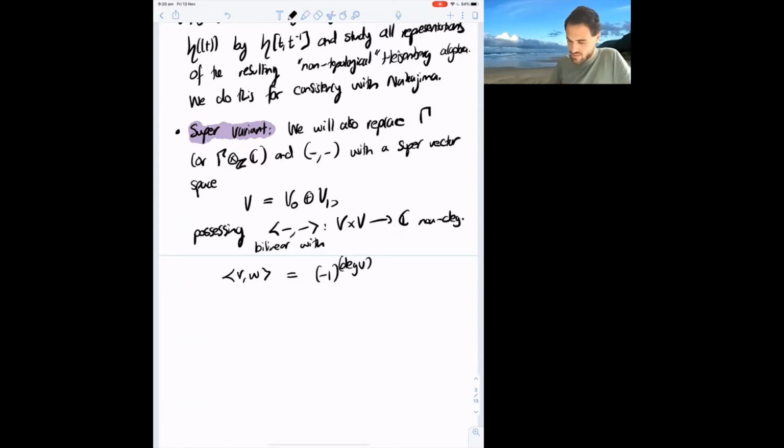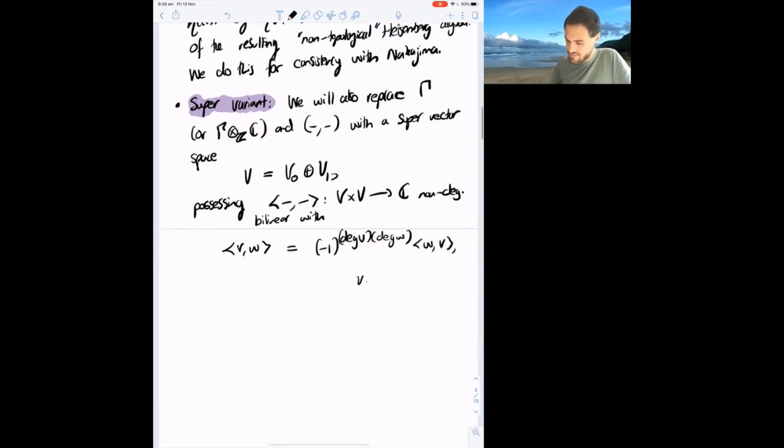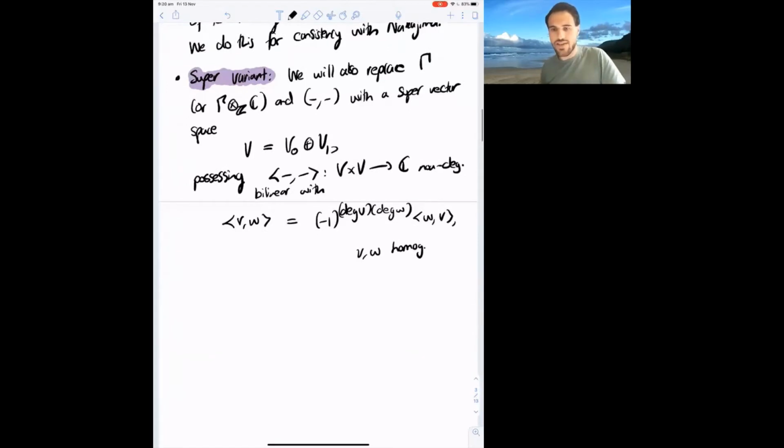So this is what we mean by degree. So this is for homogeneous elements. So V and W are homogeneous. Yeah, in my notes I've said that V and W are in V_i, but they need not be in the same V_i. Okay, so we've replaced the lattice by this supervector space. And now we want to see how do we construct the associated Heisenberg superalgebra.